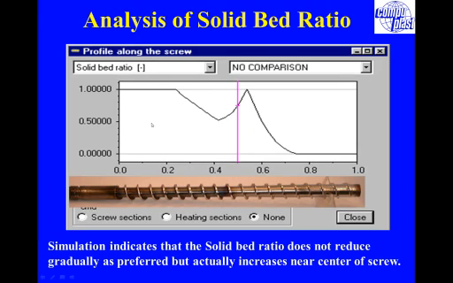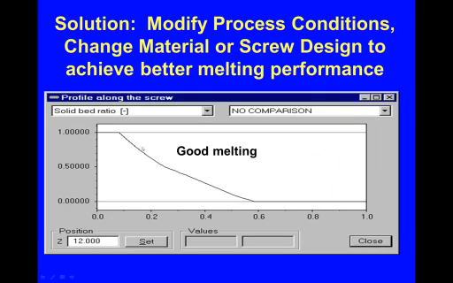So once we understand this and we run a simulation and we see a graph like this, we want to adjust the geometry or the process conditions, or perhaps even the material or something, so that we have a graph that is more like this, where we have continuous reduction of the solid bed, and so that it goes to 0 well before the end of the screw, so the screw can perform some mixing beyond this. And of course, adding a mixing section would also be beneficial to homogenizing the material a little bit better.